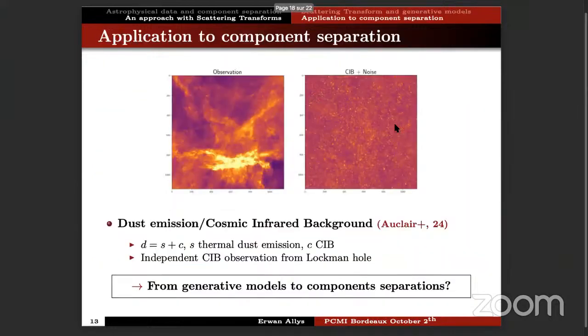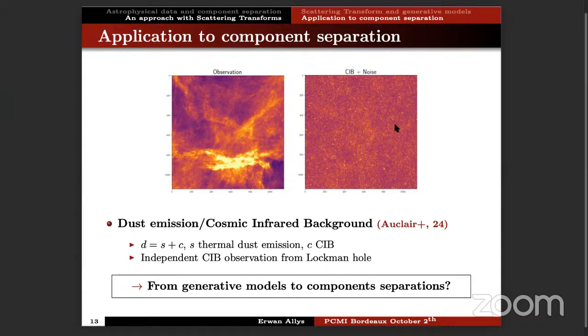So we come back to the initial problem, CIB and galactic dust. Here we treat the left image, I simplify the whole thing, as a sum of the galactic dust emission, S, and the contamination, here the cosmic infrared background, C, okay? So we have this independent CIB observation. So how can we use the difference of morphologies to make the component separation?